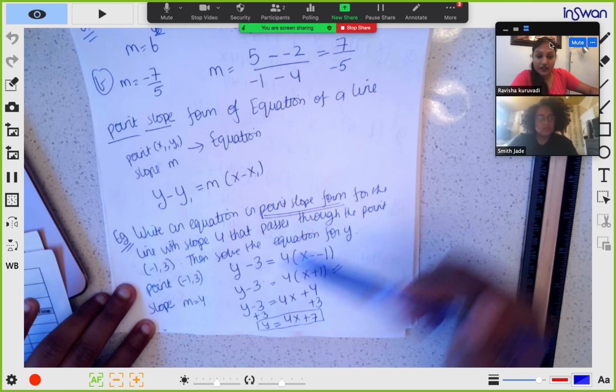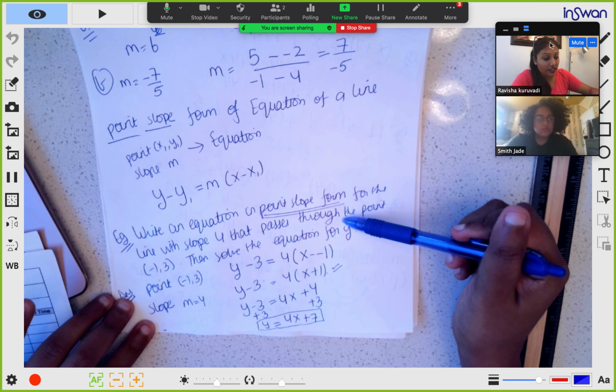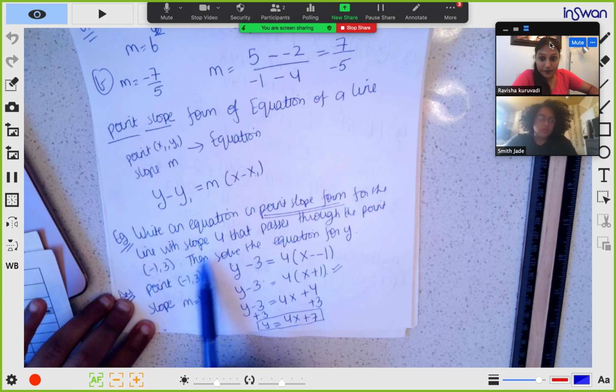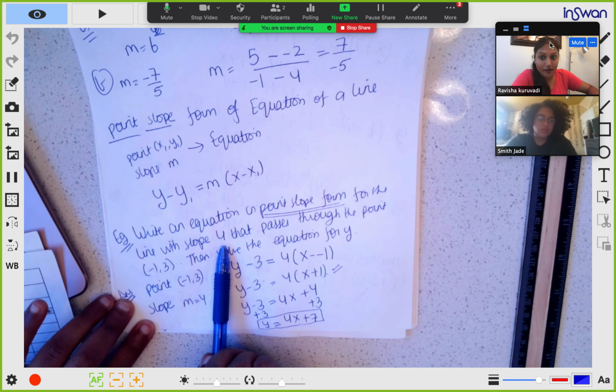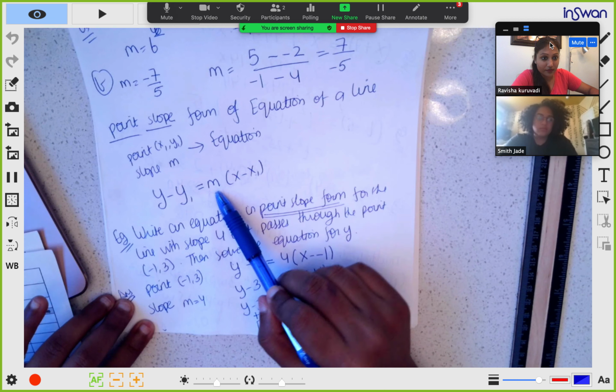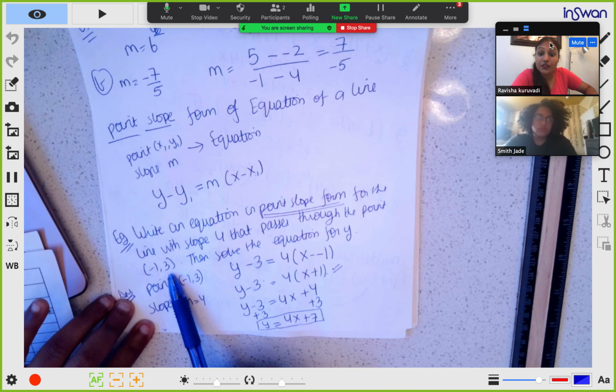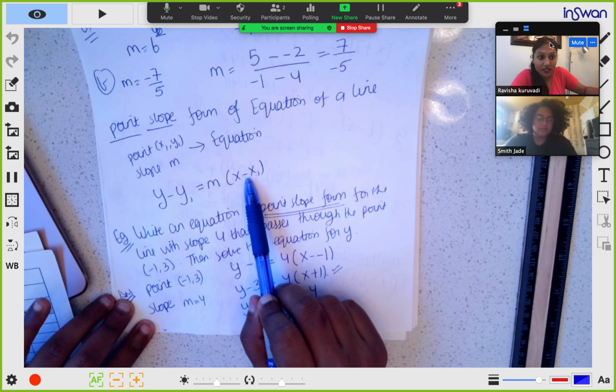So let's see what the question says. Write an equation in point slope form of the line with slope 4. The slope is given as 4, so you know your m is 4. You're going to put 4 here. It passes through the point -1, 3. So you know your point also, your x1, y1. Substitute x1, y1 here. That's what he did.